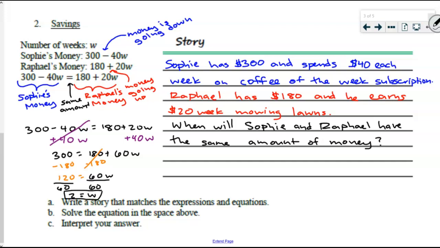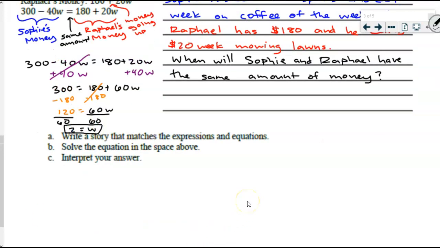What does that mean? Interpret what that actually means. Not enough hands. Go back and talk with your groups if you need to, and then I want to see every hand up. Okay, now let's see those hands. What does W equals 2 actually mean? Peyton. Yes, after 2 weeks, they have the same amount of money.